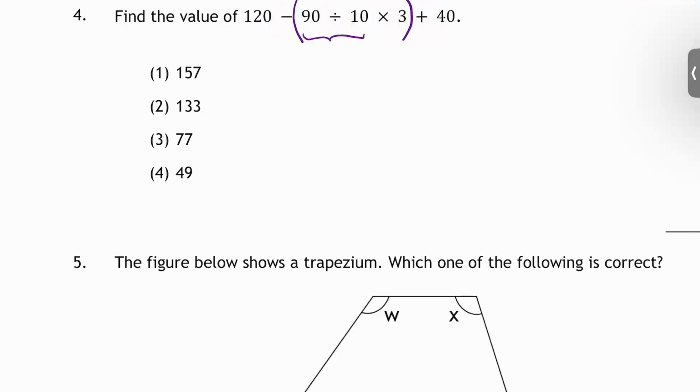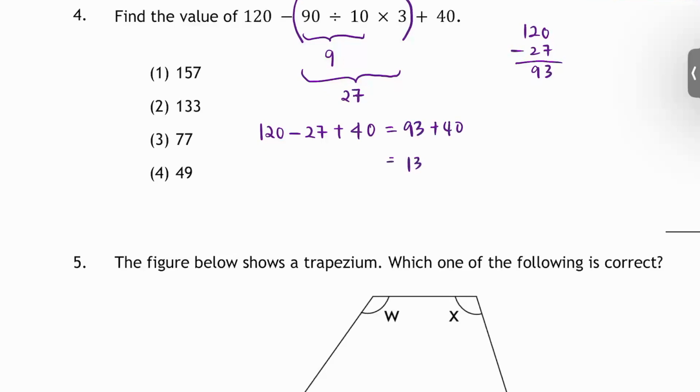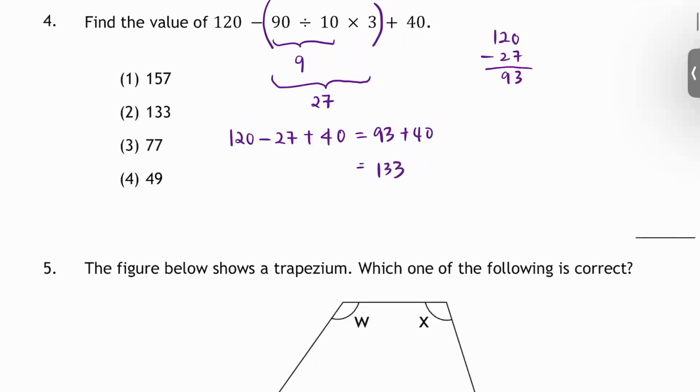So 90 divided by 10 is 9. Then when you multiply 9 by 3, you're going to get 27. So do it from left to right. Okay, because it doesn't mean that multiplication is more important than division. They have an equal weighting. So we'll take 120, then we subtract 27 and add 40. All right, so when you subtract 27, no calculators allowed, this will give you 93. And then you add 40 to that, you get 132. The answer is option number 2.